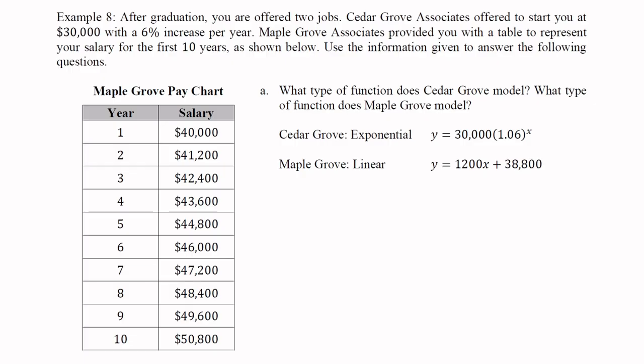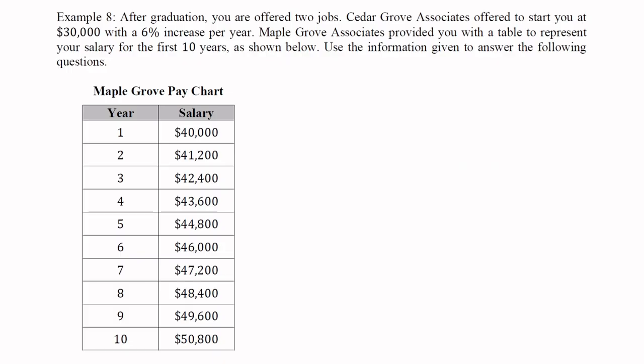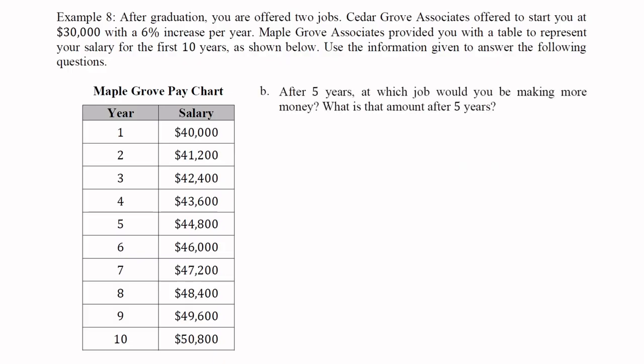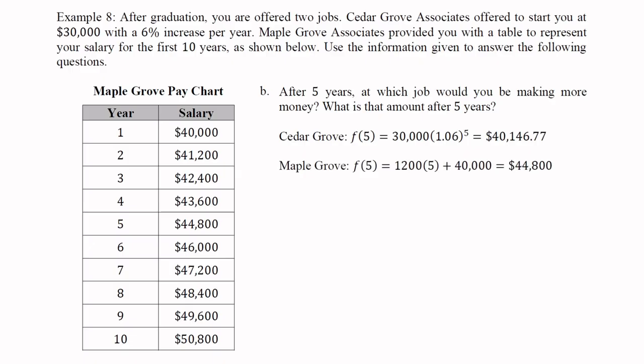Now that we have equations, we can do a little bit more of an in-depth analysis of the comparison between the two. So after 5 years, at which job would you be making more money? What is that amount after 5 years? So we're going to plug in 5 for Cedar Grove and get that the value was $40,146.77. Also plug in 5 for Maple Grove and see that we will be earning $44,800. You can also read that off the table as well. So you would make more money at Maple Grove after 5 years at a salary of $44,800.